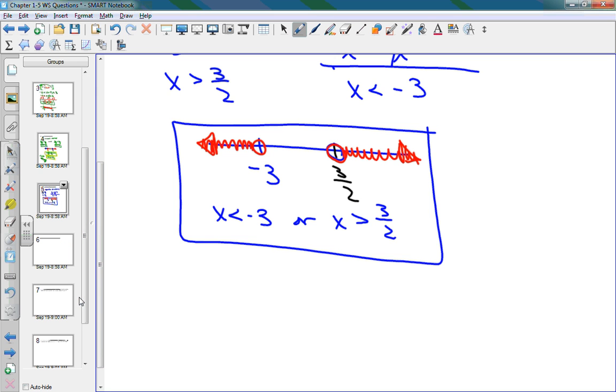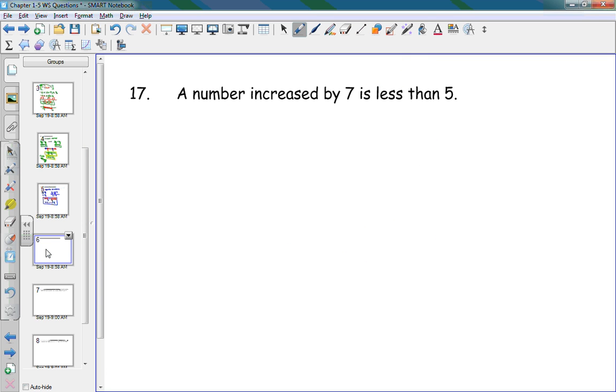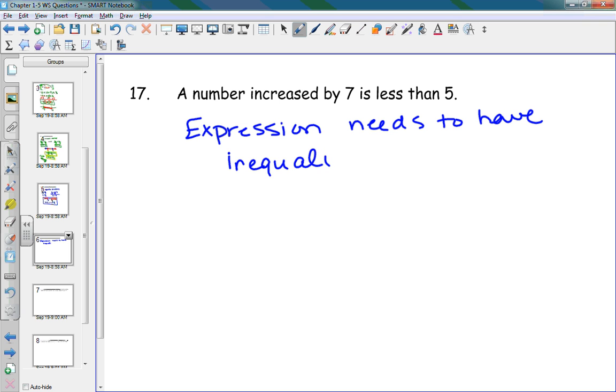Now, on the back of your worksheet, you have to write an inequality statement. From words, you have to write an expression. This expression has to have an inequality symbol. Okay, so a number increased by 7. What does increased mean? Well, that key word is going to be addition. It's increased. My pay is increased, so I want to go up. I'm adding to it by 7.